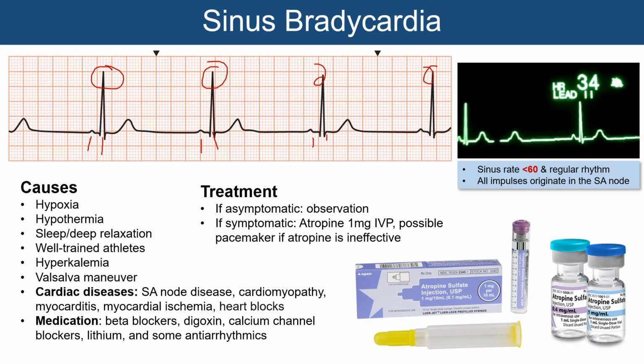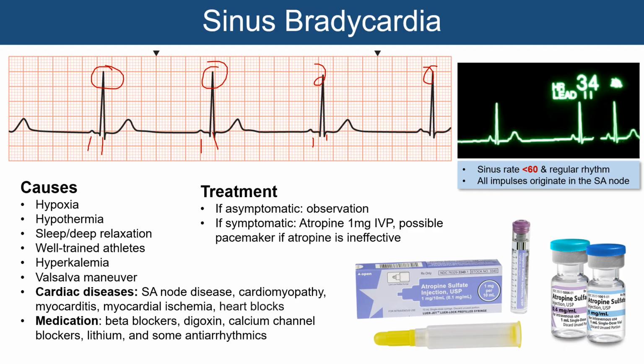And then we have our cardiac diseases. Remember, when you have something wrong with the conduction or the tissue, that can lead to a dysrhythmia. So these things can lead to sinus bradycardia. Anything wrong with the SA node can lead to bradycardia, cardiomyopathy, myocarditis, MI, and heart blocks, which will come to be significant later. Medications that we give the patient to slow the heart can sometimes go a little overboard. So like our beta blockers, digoxin, calcium channel blockers, lithium, and some antiarrhythmics can also cause bradycardia.